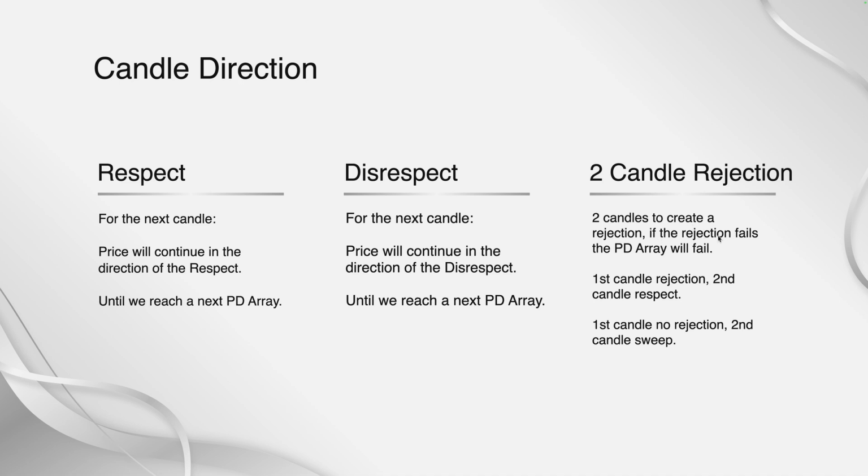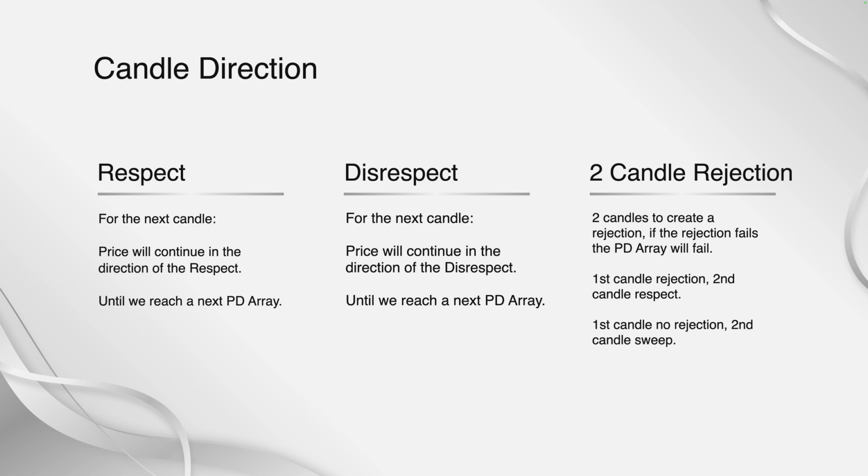If the rejection fails, the PD array will fail. If the first candle is a rejection, the second candle will respect the first candle, will continue lower, for example, or continue higher. The first candle is not a rejection, so it is a disrespect candle right there. The second candle will sweep the high of the disrespect candle or the low, to then continue higher or lower.